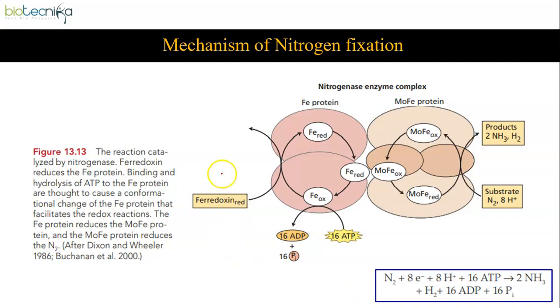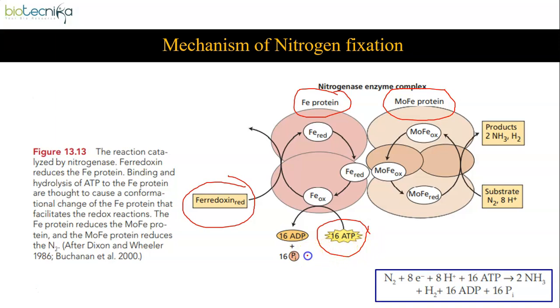Next, usually the process takes place via redox reaction. So we have the reduced ferredoxin. This is the small component iron protein, and the large component molybdenum iron protein. Remember, it is in the small subunit that the ATP hydrolysis takes place. That is 16 molecules of ATP are used. So the reduced form of ferredoxin reduces the iron protein, which in turn reduces the molybdenum iron complex. That helps in the reduction of nitrogen, giving rise to ammonia.